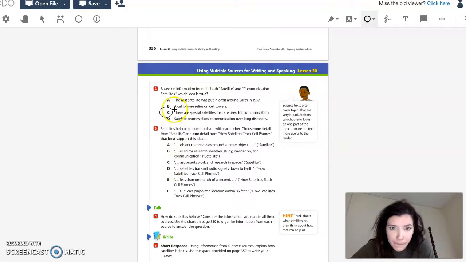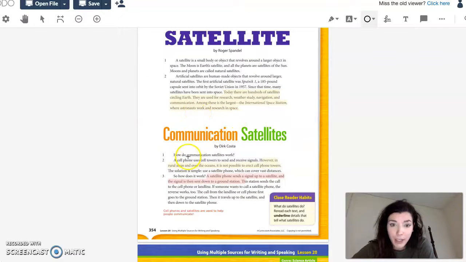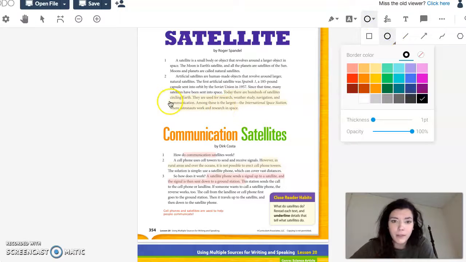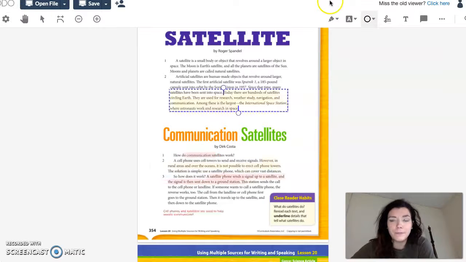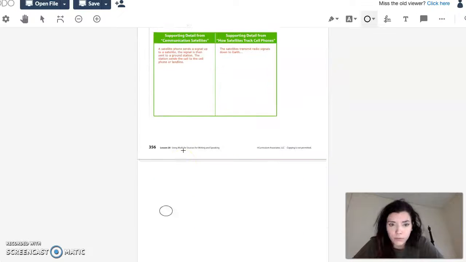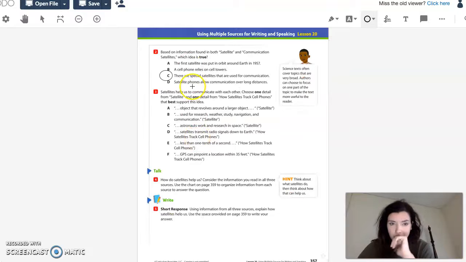Let's see. B, a cell phone relies on cell towers. In the first one, it doesn't even talk about cell phones at all. C, there are special satellites that are used for communication. I know that here it's talking about communication satellites. You see this word communication. So this one talks about how they're used for communication. And also in this one, if you look right here, this word communication, I'll circle it for you. So in both passages, it talked about that. So I'm going to guess that C is my correct answer. And then D, satellite phones allow communication over long distances. I think C is our best answer there.